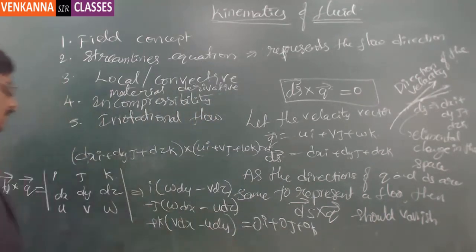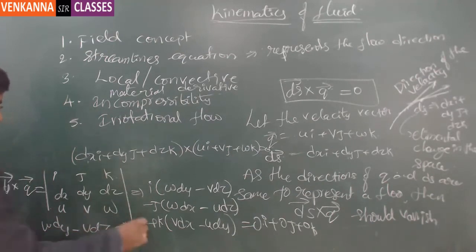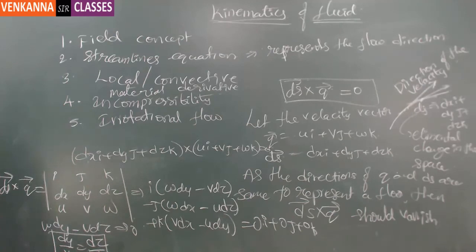So if you equate the corresponding components, w dy minus v dz is equal to 0. It implies dy by v is equal to dz by w. So you note this down. I am going to write it, I think it is not visible. Note down till this point, I am going to erase it.